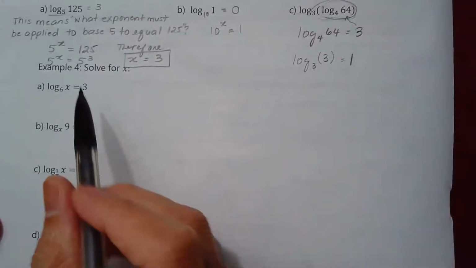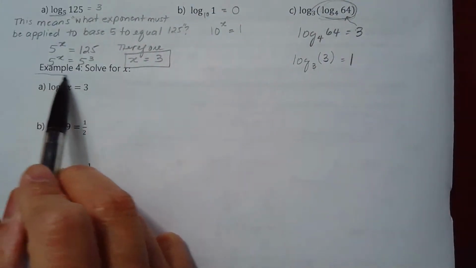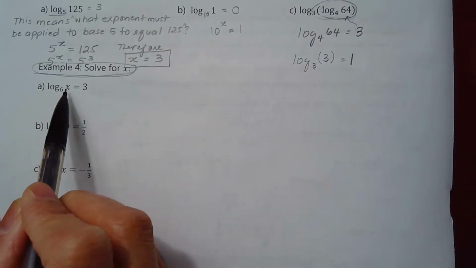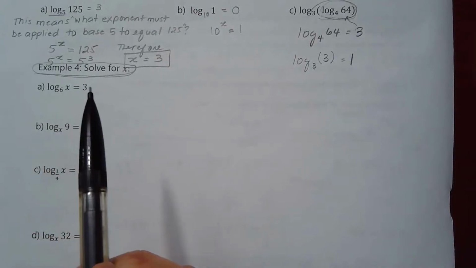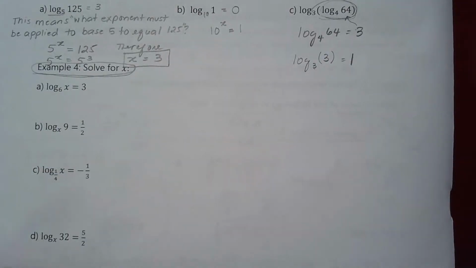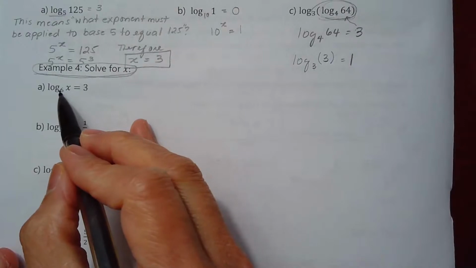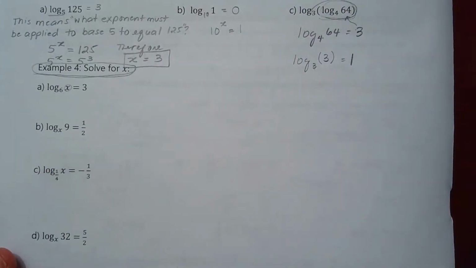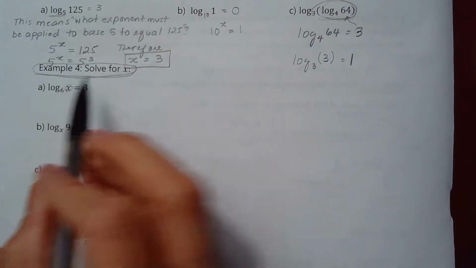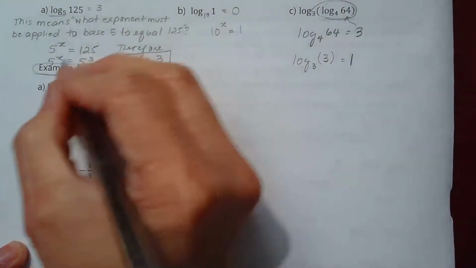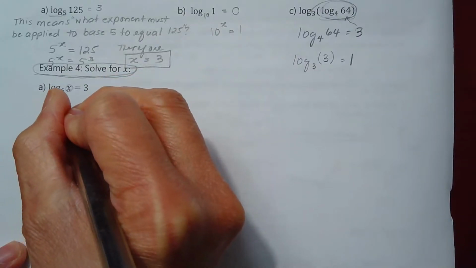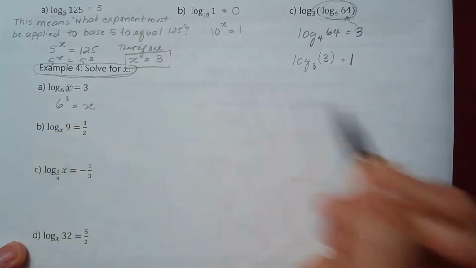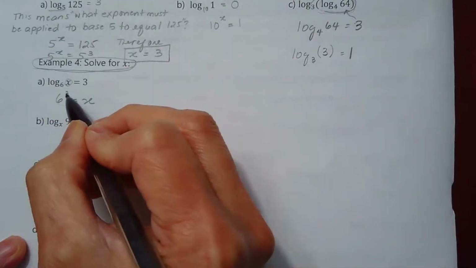Now let's get into example 4. We're now solving for x. Okay, so these ones are straightforward. It's not so bad. Log of x base 6. So we're looking for this number. So this really means that 6 is the base, exponent is 3. What is that equal to? It's x. And so 6 cubed is equals to x.